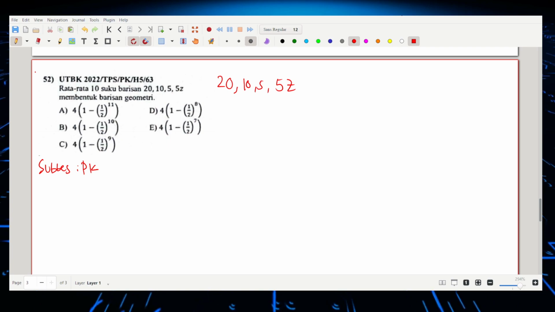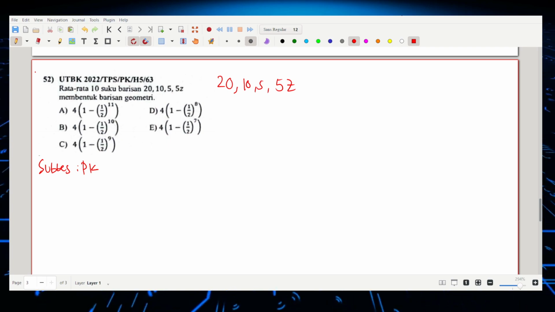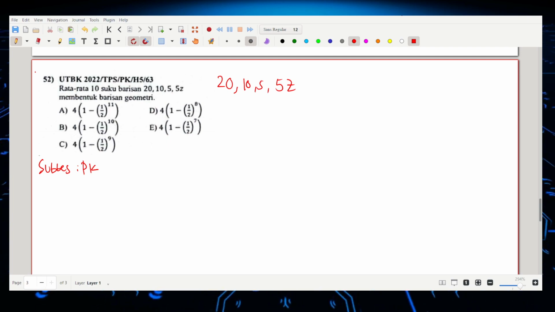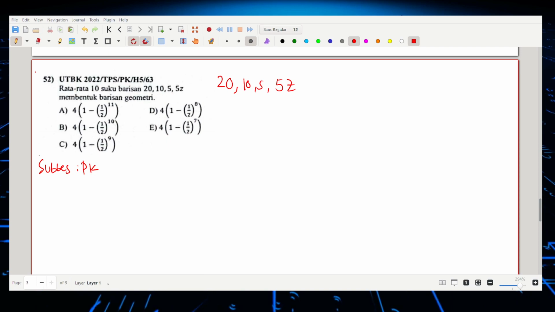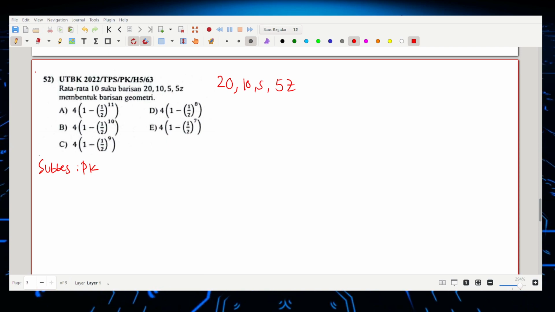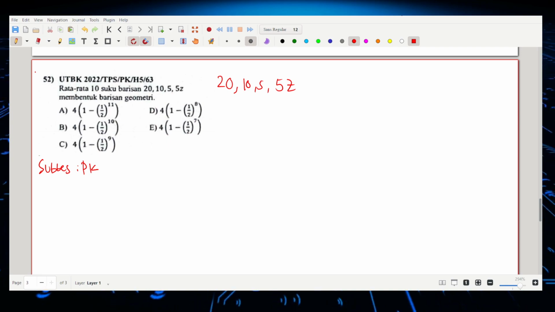Okay, this is from the 2022 paper, and the question is regarding geometric progression. So we are given this geometric progression 20, 10, 5, and then 5z. Yeah, and then the question asks what is the mean of the first 10 terms of the progression.